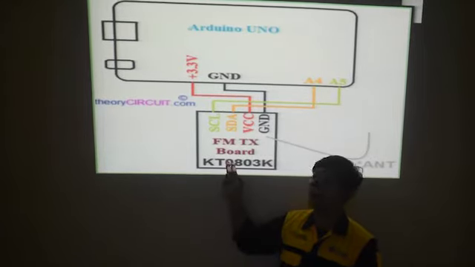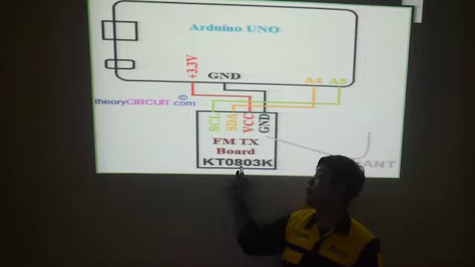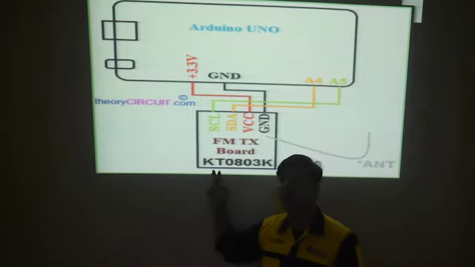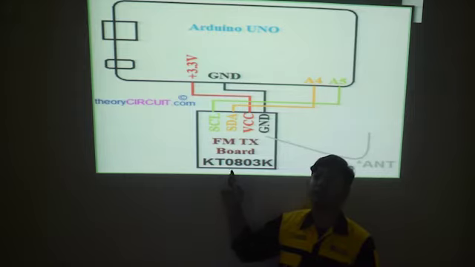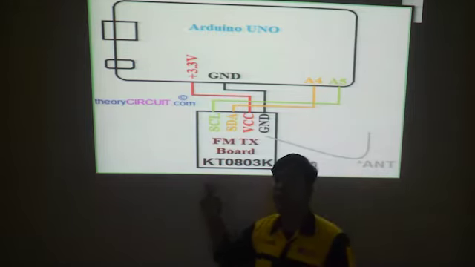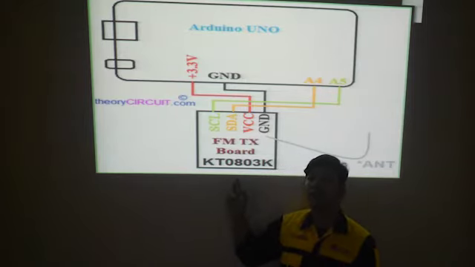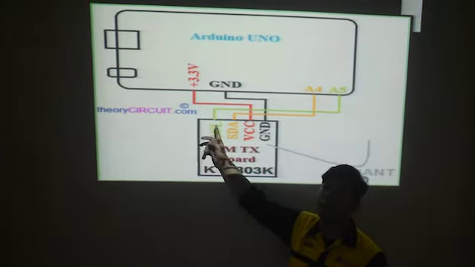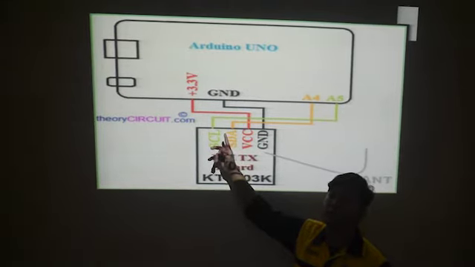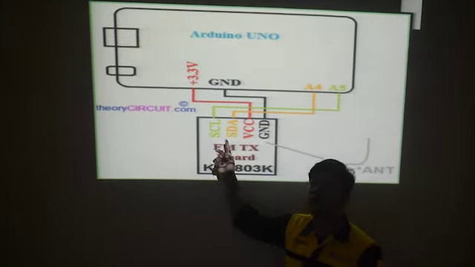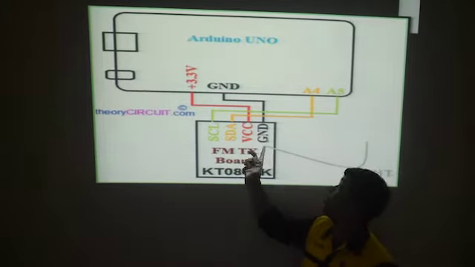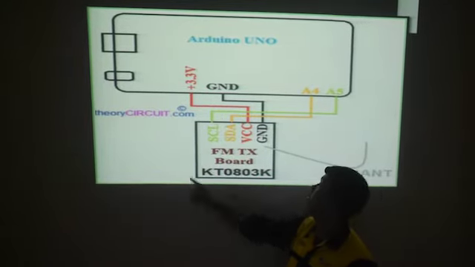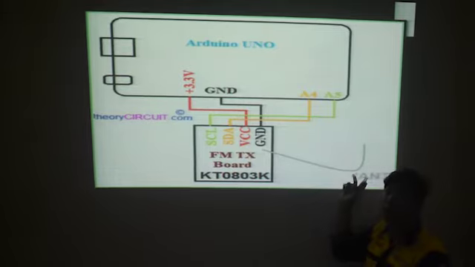This is the FM module. We use the KT0803K because it has a low frequency range, which is 70 MHz until 108 MHz. It can also operate at a low voltage from 1.6 volt until 3.6 volt. VCC is connected to 3.3 volt, but we don't use 3.3 volt. We use 4.5 volt because 3.3 volt can produce a weak signal. Then ground is connected to ground, and the antenna is used to transmit the signal.